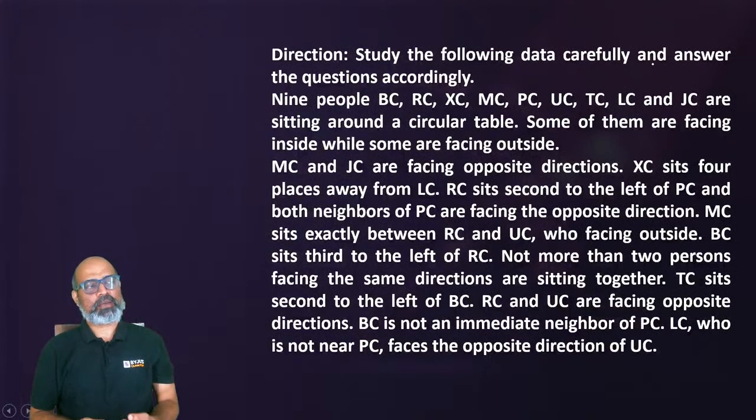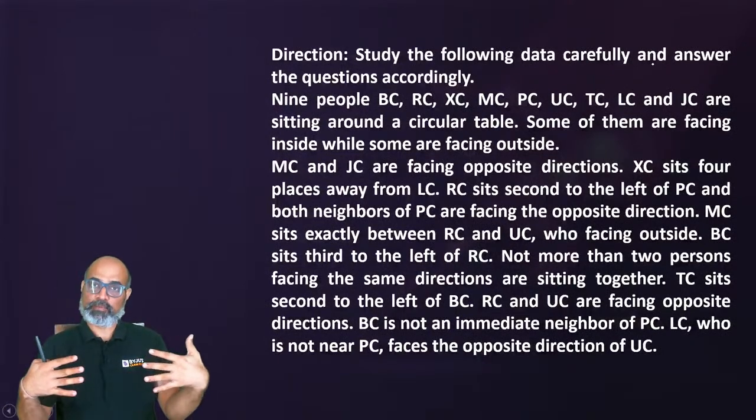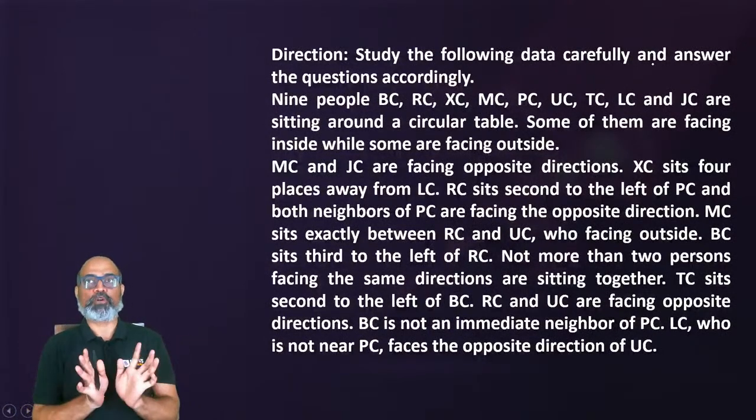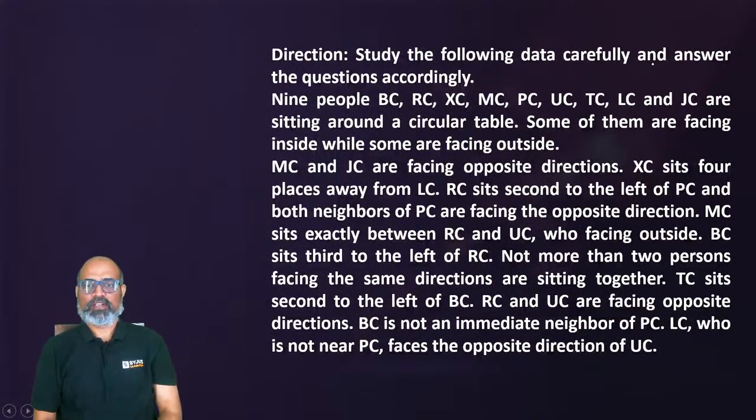When is this going to happen? They're going to face in the opposite direction when they are going to be facing towards each other, as in they both are facing inwards or they both are facing outwards. That's when we say they're facing in the opposite direction. So we are pretty sure that M and J, in whichever direction they're facing, is the same direction, as in towards the center or away from the center of the table.